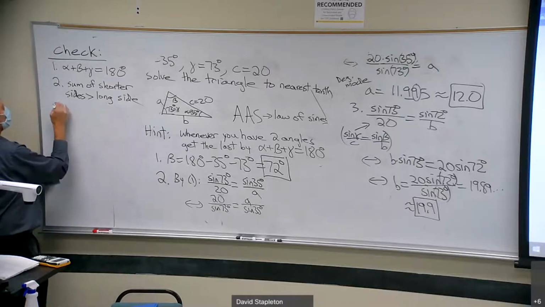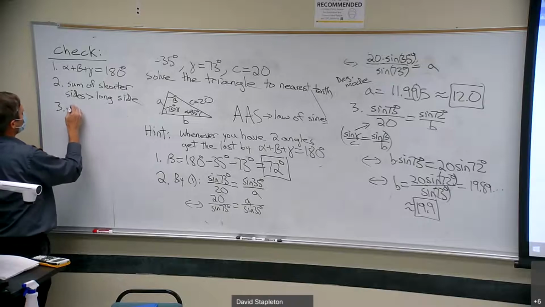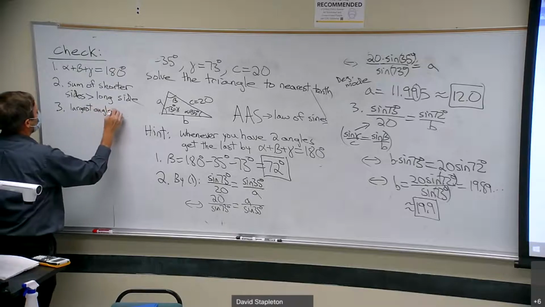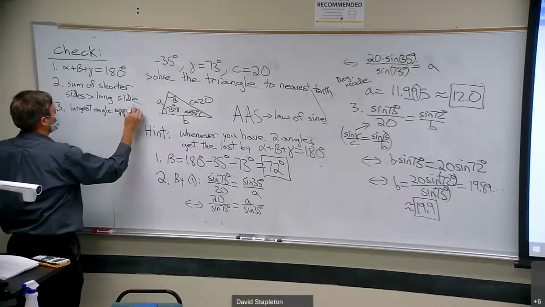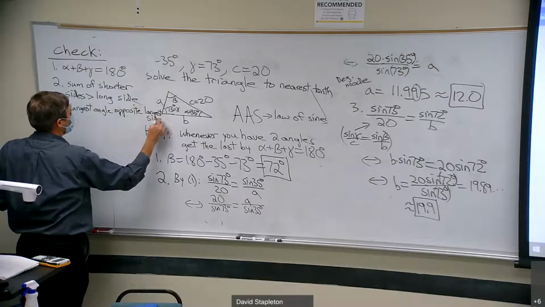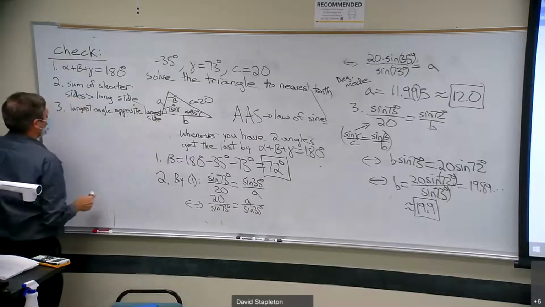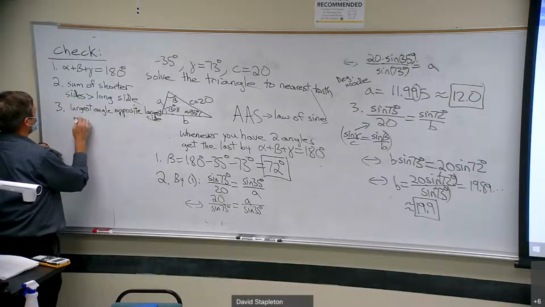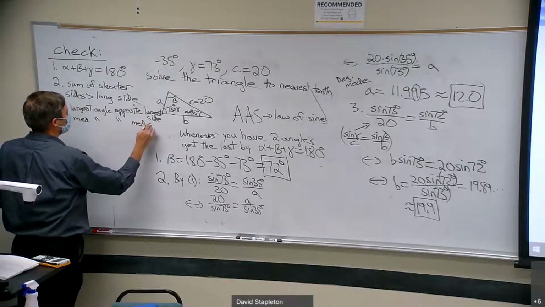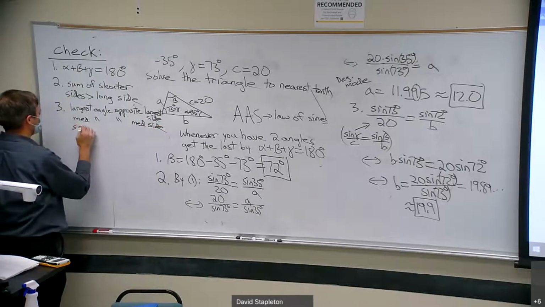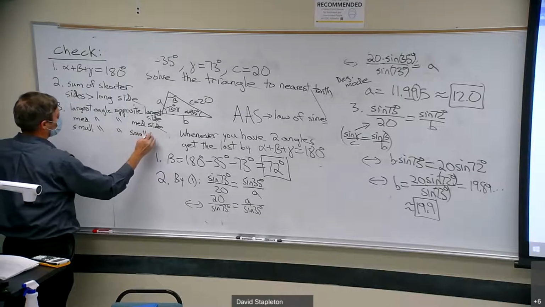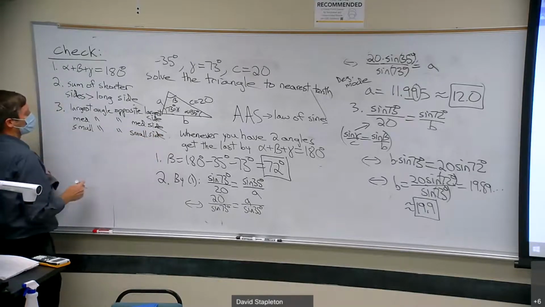Now the third one is the largest angle in any triangle has to always be opposite the largest side. That's true of any triangle. The medium angle has to go opposite the medium side, and the smallest angle has to go opposite the smallest side. I call this the 3 pairs test. But that works for any triangle.